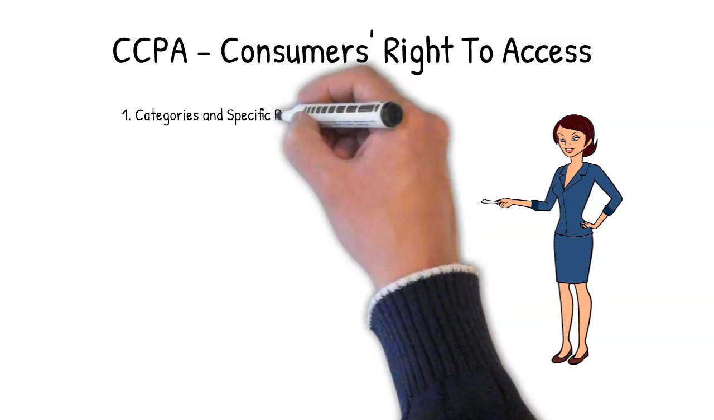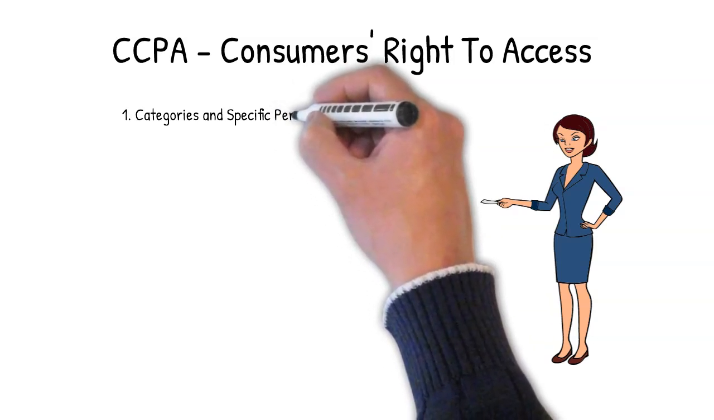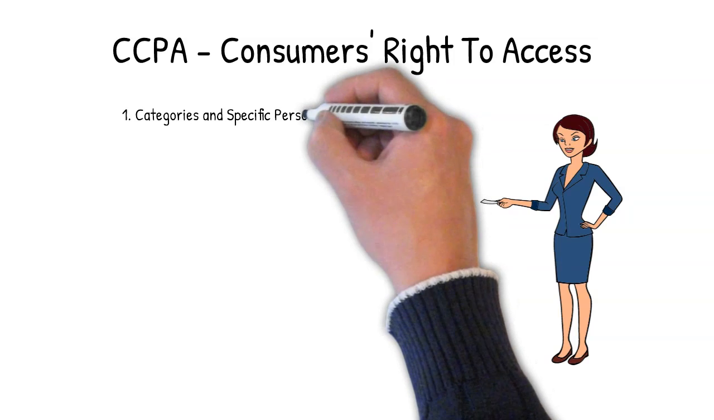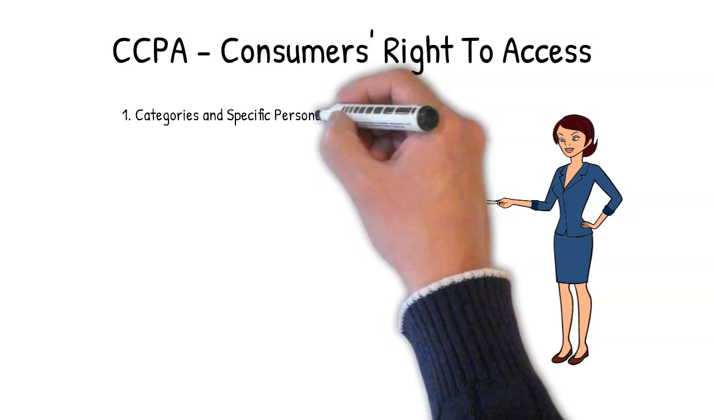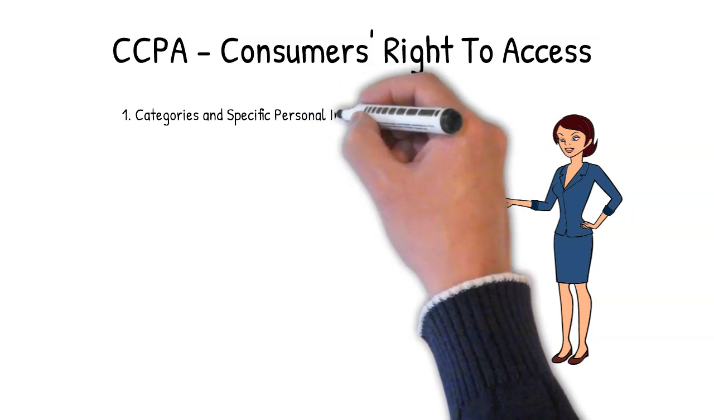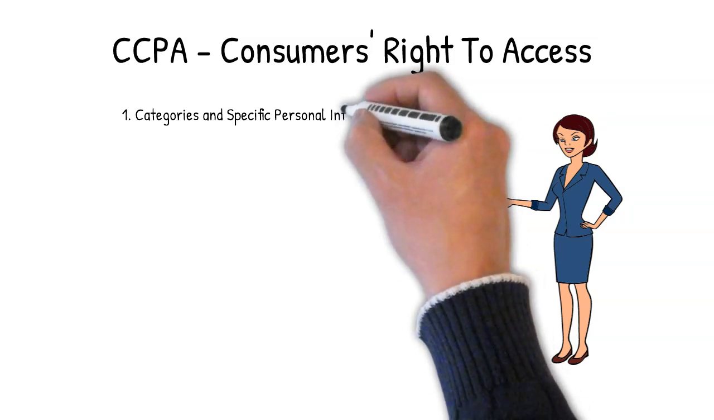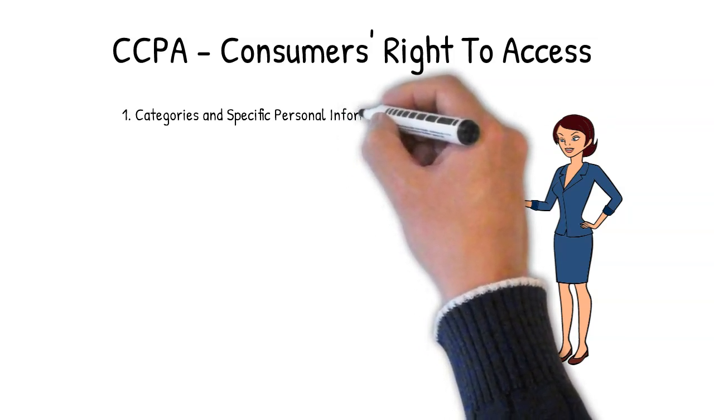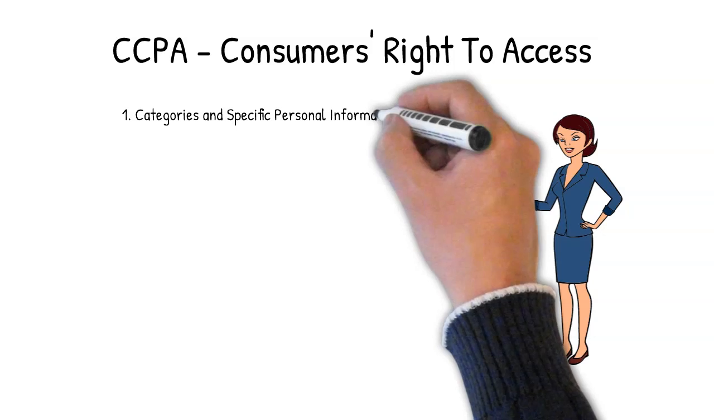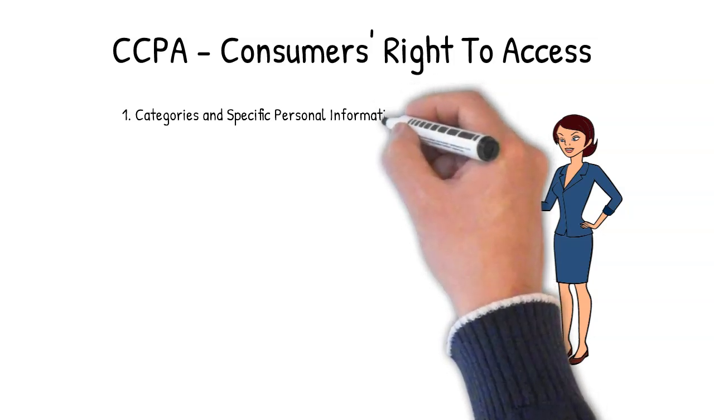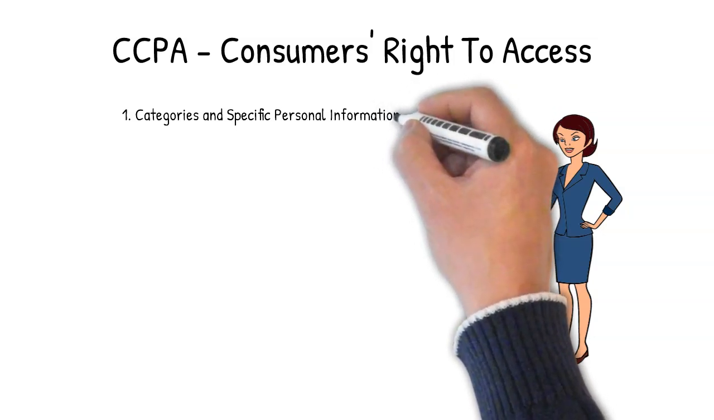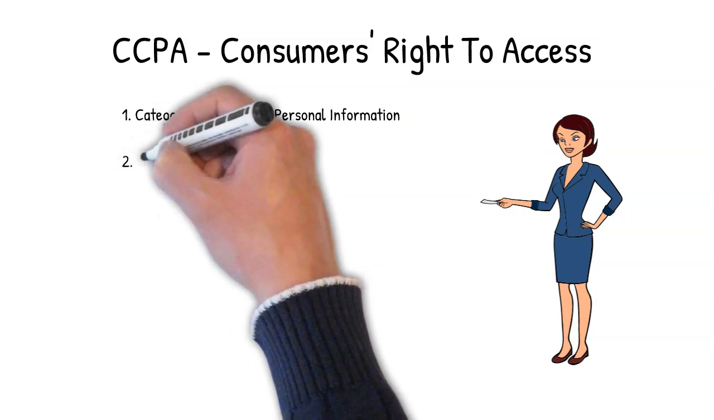So let's dig into the consumer's right to access, probably the first right that we have under the CCPA. And I'm just going to read the clause to you so you know exactly what it's requiring. A consumer shall have the right to request that a business that collects a consumer's personal information disclose to that consumer the categories and specific pieces of personal information the business has collected. So that's pretty concise and on point.